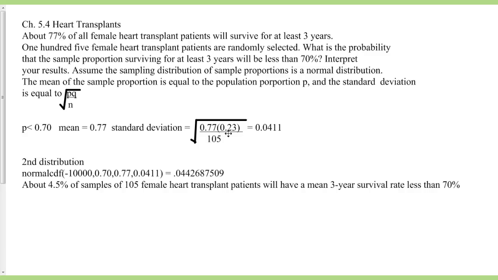Now if you multiply those two and then divide it by 105 and take the square root, you'll get 0.0411. So that gives you the standard deviation. You have the mean, you have what P is going to be less than. So what you want to do is go to the calculator and go to second distribution, and you're going to use the normal cumulative distribution here.